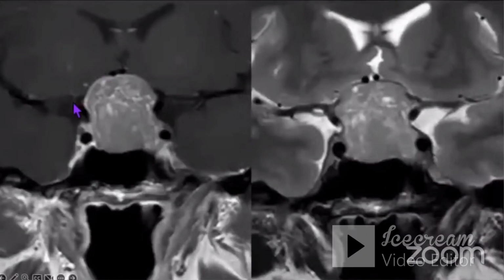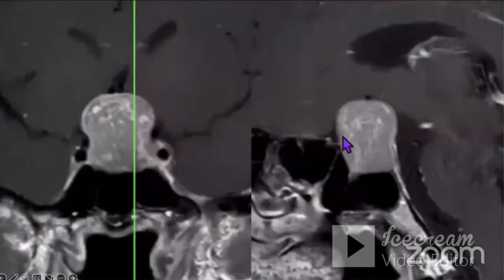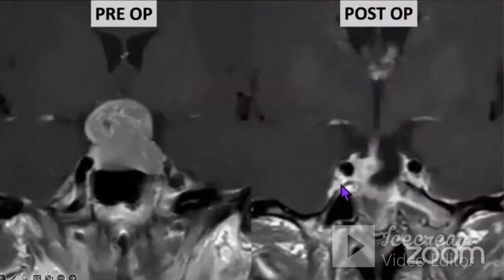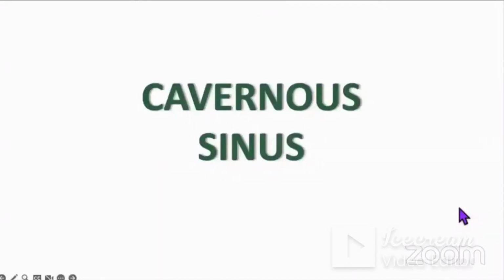Another example, we can see in this part a line with the enhancement, and here not. So here we have just arachnoid, this is a mixed cellular barrier. And here in the right side, we have pituitary gland. And we can see after the surgery that the gland is just in the right side, and in the left side is just arachnoid.